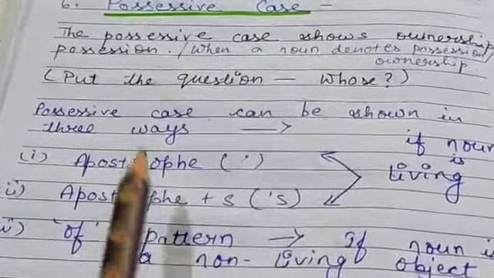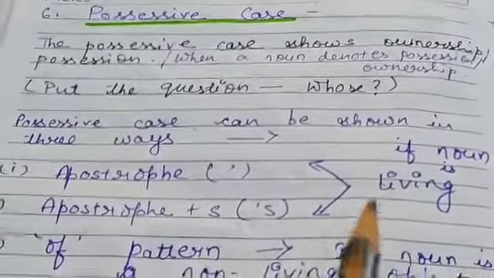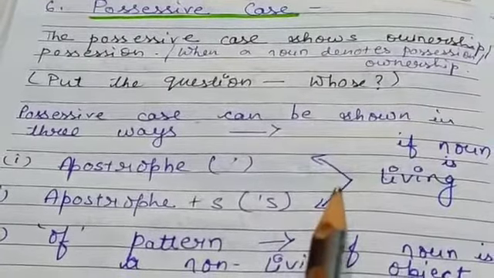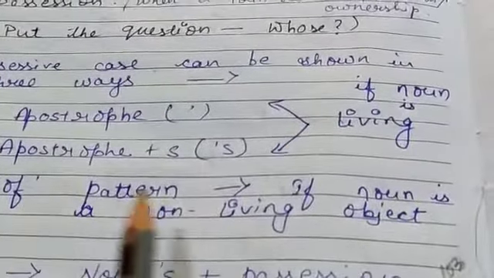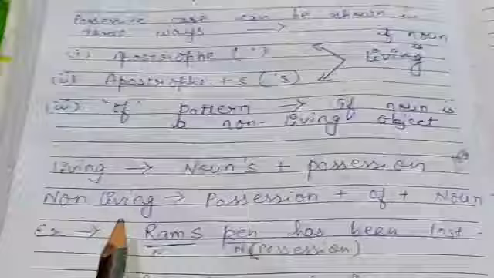Now, where to use apostrophe and apostrophe S? If the noun is living. Don't worry students, I will give examples to make it clear. And where to use the of pattern? If the noun is a non-living object.